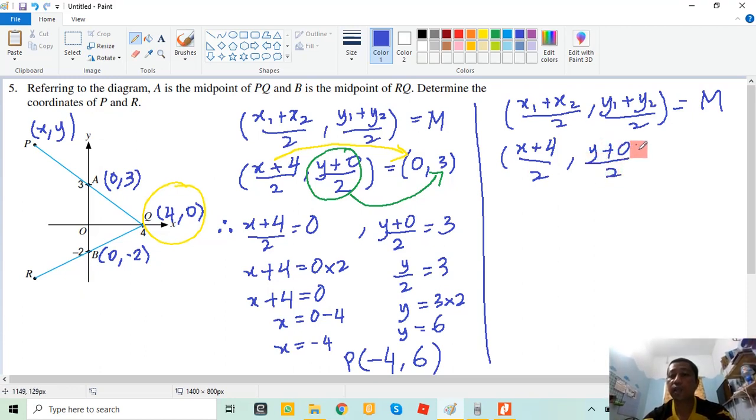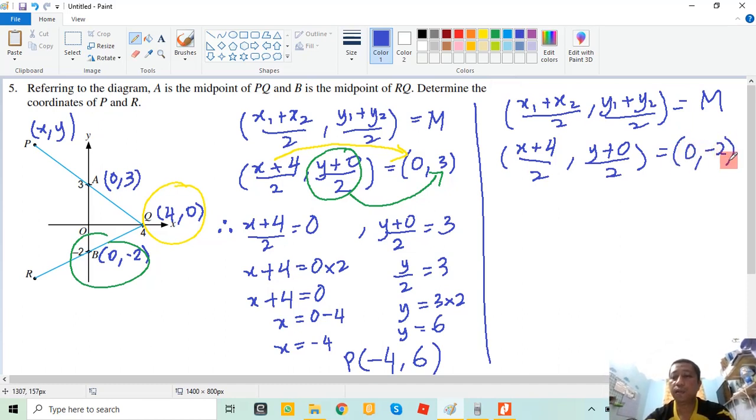Okay, divide 2, and this is equal to the midpoint. Midpoint is point B, this one. Point B, 0, negative 2. So we write here 0, negative 2. Okay, so by comparison, x plus 4 divide 2 is equal to 0. And y plus 0 divide 2 is equal to negative 2.